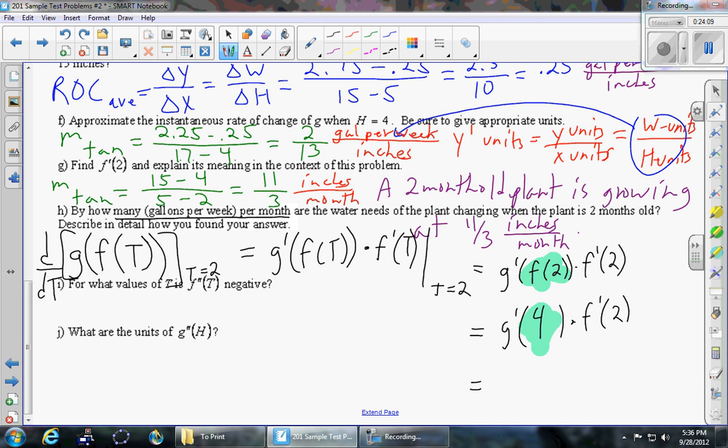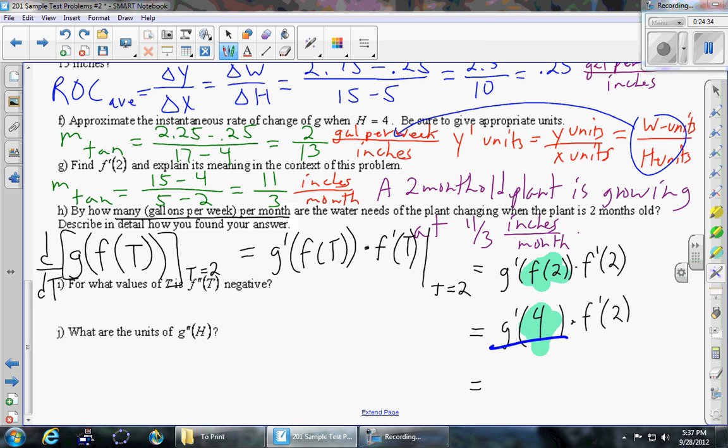Now normally, finding g prime of 4 would be kind of a pain because you'd have to draw a tangent line in and then pick some points on it to estimate its slope. And then you'd have to play the same game to find f prime of 2. But I'm so clever, and actually I shouldn't take credit because I got this from one of my predecessors. He's so clever that I think he built in the answers to these two little pieces in the previous questions. So I think we just have to grab them.